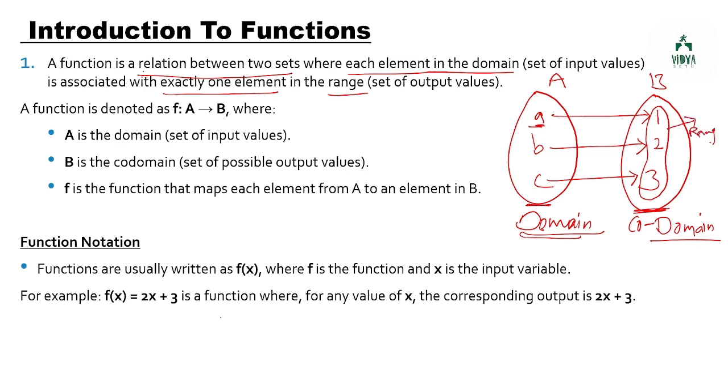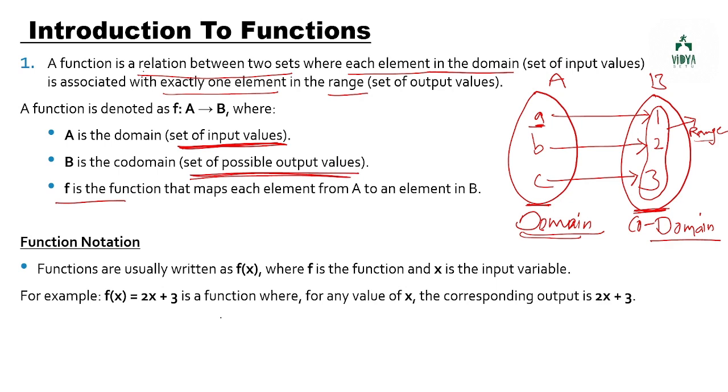I will explain range, codomain and domain in the next slide. This much you understood, I hope. A function is always denoted like this, from A to B. F is the function, set A and set B, that is domain and codomain. This is the relation between A to B, that means A is mapping towards B. A is the set of domain values, the set of input. B is the codomain, the set of possible outputs. It may or may not be attained. And F is a function that maps each element from A to B.